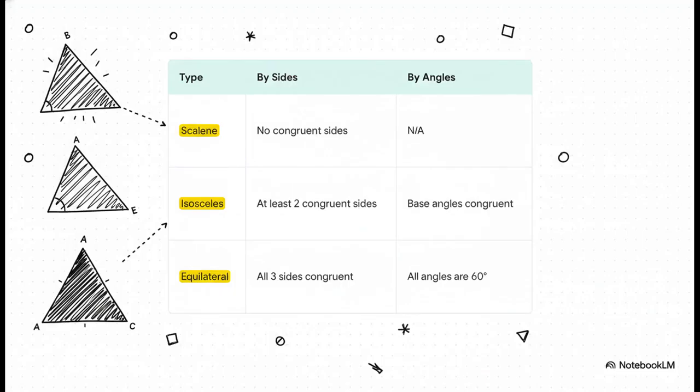This table gives you a quick breakdown of the 3 main types. The scalene triangle is kind of the wild card. No equal sides, no equal angles. An isosceles has a little more order to it, with at least 2 equal sides, which means it also has 2 equal base angles. And then you've got the equilateral triangle, the total perfectionist. All 3 sides are equal, and all 3 angles are equal, with every angle locked in at exactly 60 degrees.